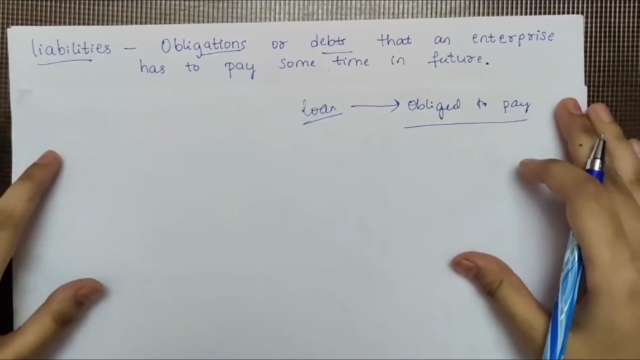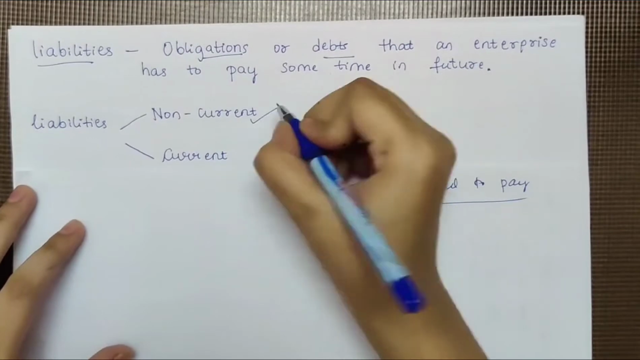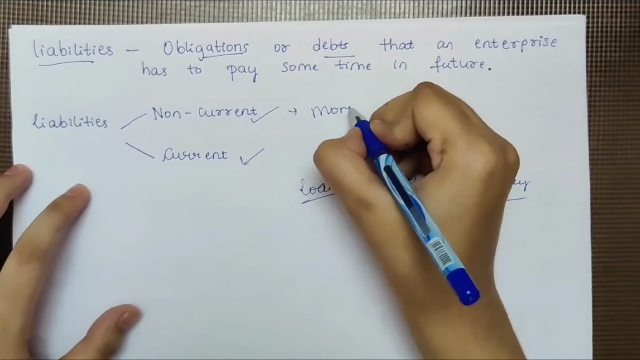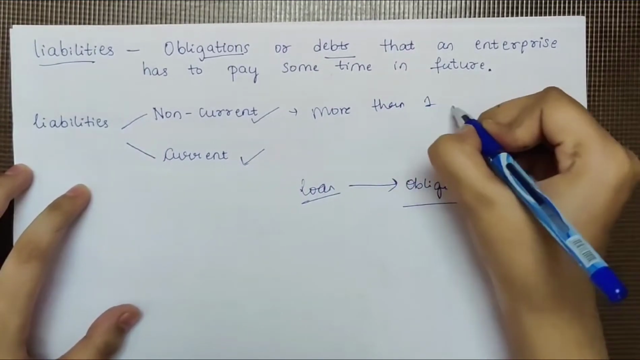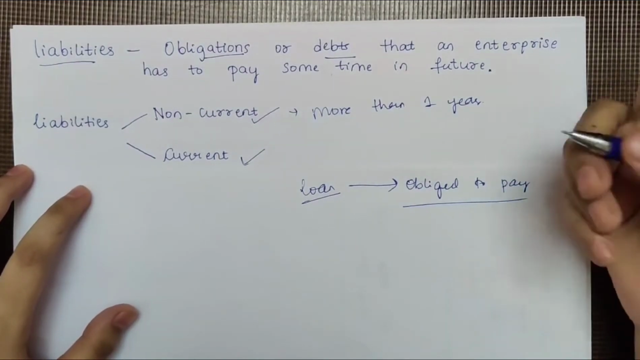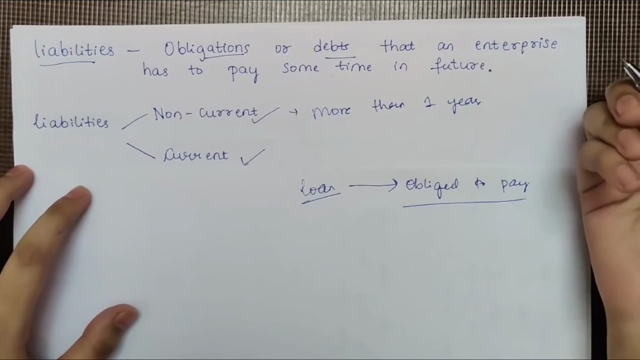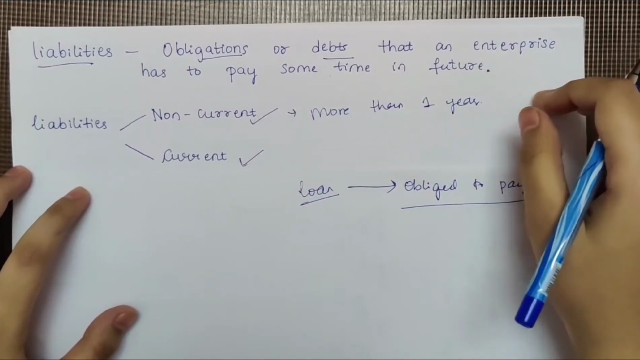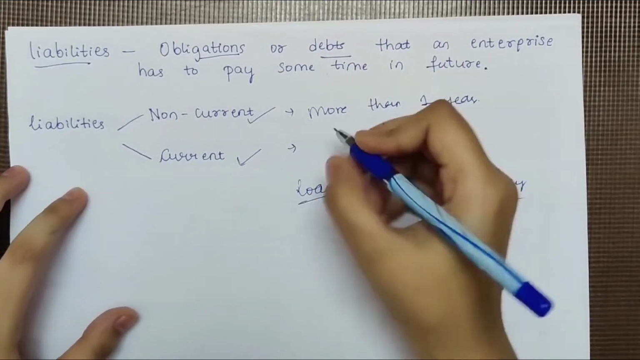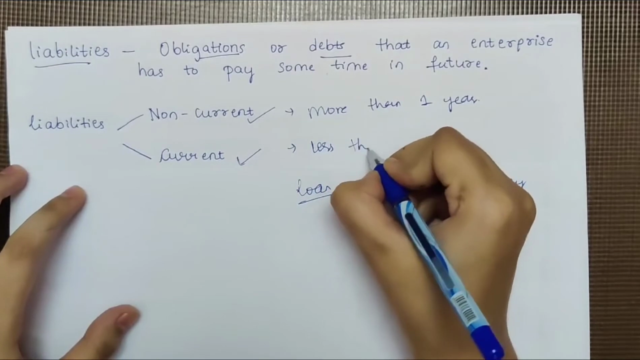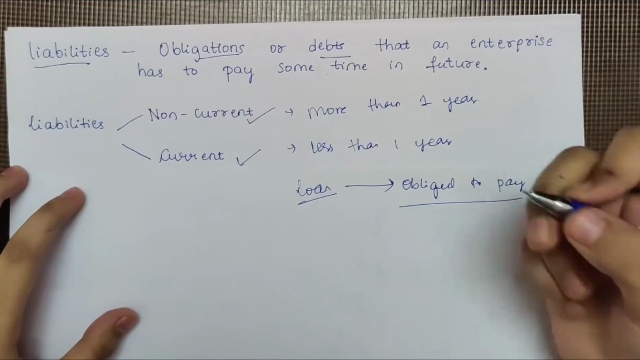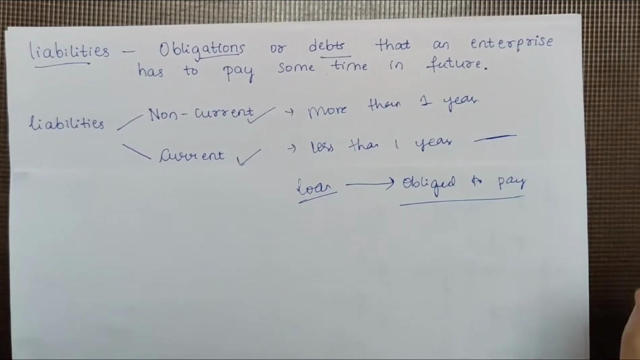Liabilities are of two types, that is non-current liability and current liability. Non-current liabilities are those payable in more than 1 year, like long-term borrowings, deferred tax liabilities, long-term provisions, and all that come in the non-current liability part. The next one is current liability. Current liabilities are the debts which are payable in less than 1 year. For example, short-term borrowings, trade payables, short-term provisions come in this liability.